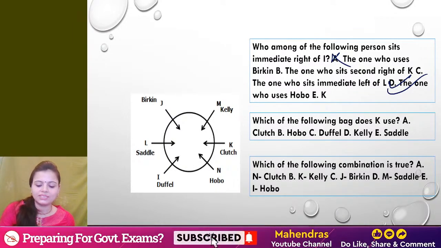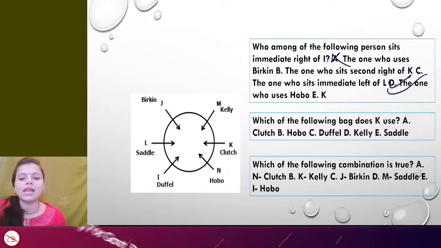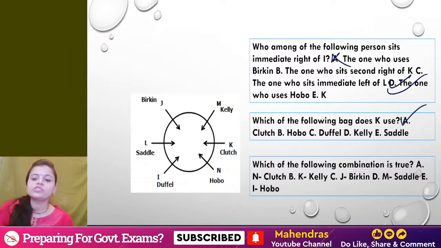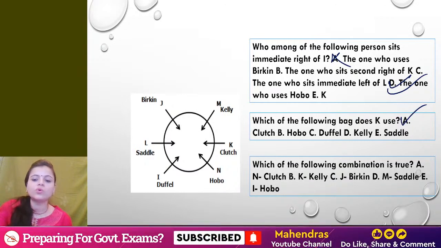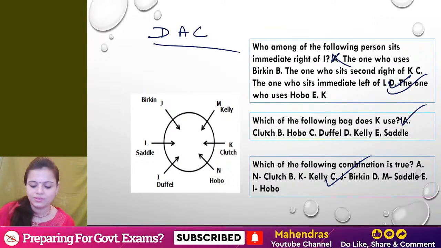Which of the following bags does K use? K uses clutch. Option A. Which of the following combinations is true? N clutch? No. K Kelly? No. J Birkin? Yes. So option C. So the answer is D, A, C.